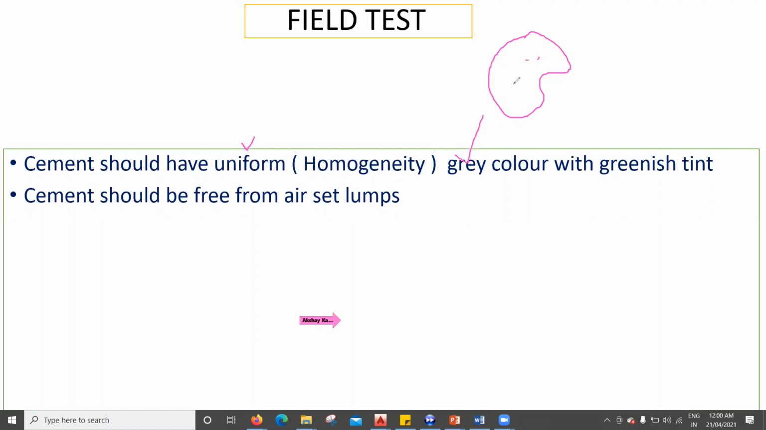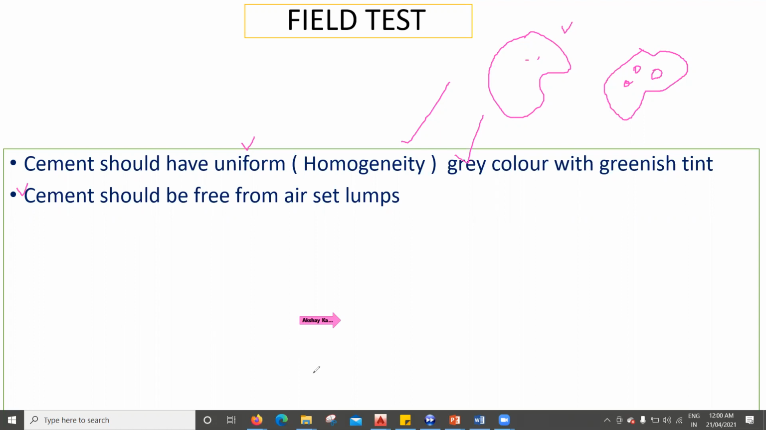Only then does it mean it is uniform in nature, and there is homogeneity in the cement. This is one field test we try to do. The second is that the cement should be free from air set lumps. Whenever you take a handful of cement, you should feel smooth, and there should not be any small lumps. If there is a lump, that means some reaction has happened, and I don't want that reaction to happen beforehand. So these are the few things that we try to test.